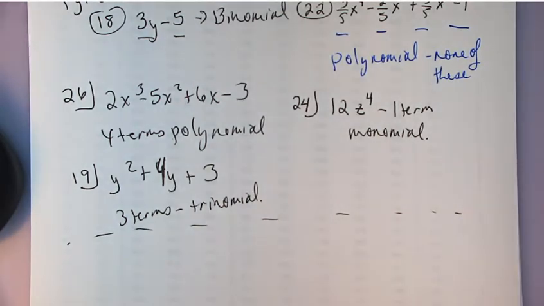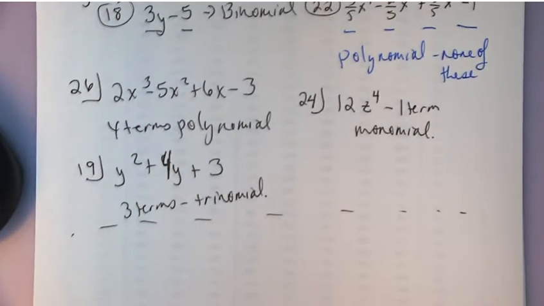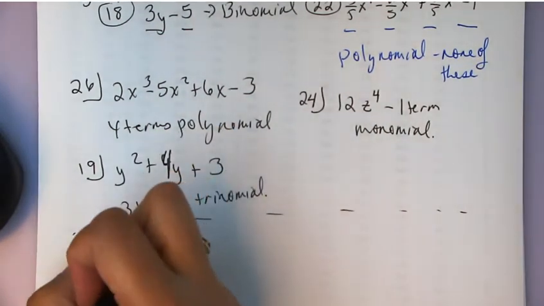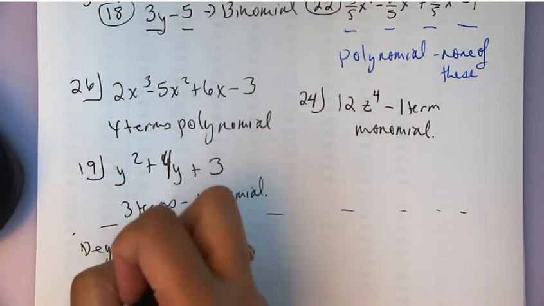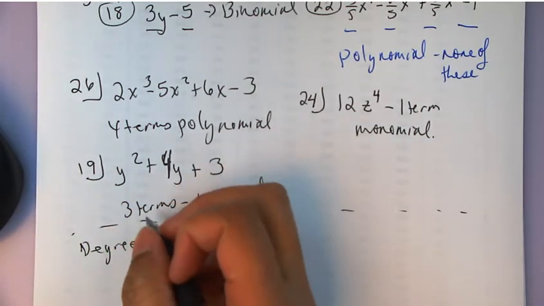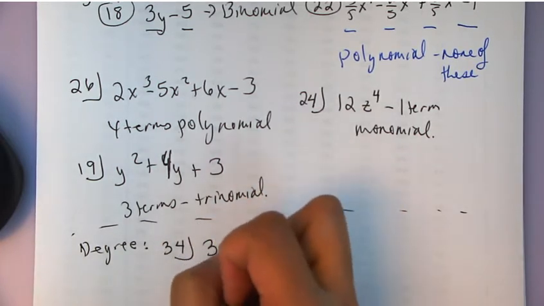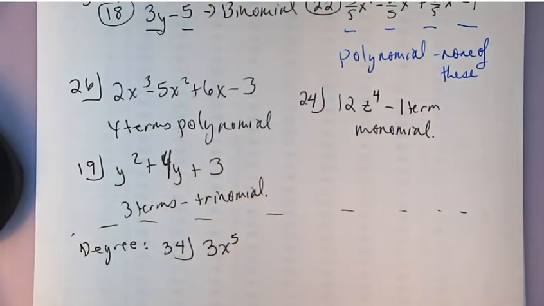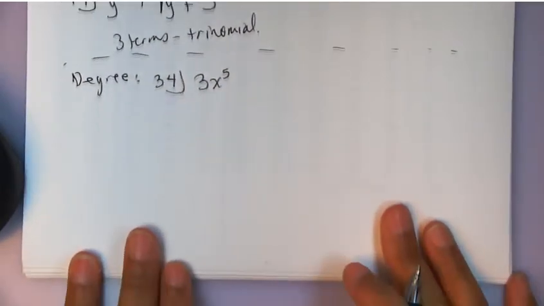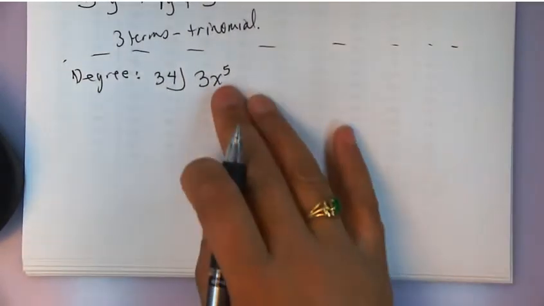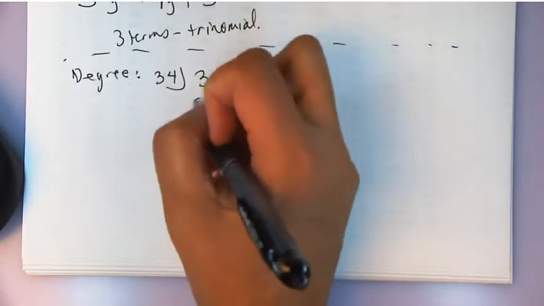Now we're going to look at the degree. So we're looking at the degree this time. And we're going to look at number 34. It has 3x to the 5th. So if I take 3x to the 5th, the highest power I see here is a 5, so that means this is a 5th degree.